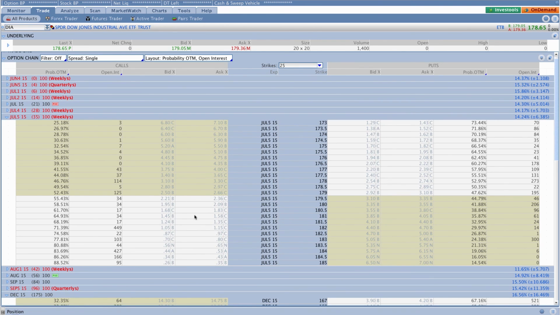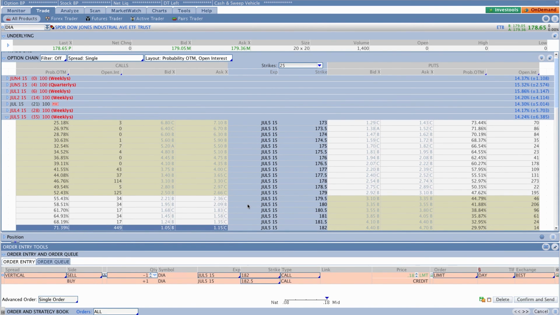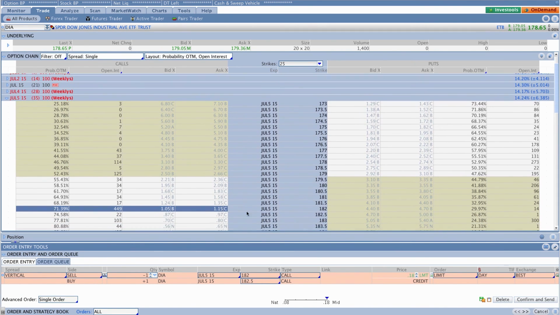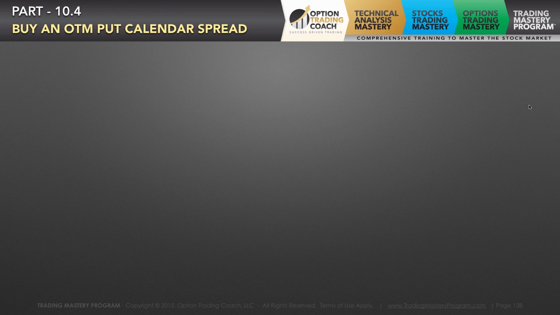This here is what I like, and 72% roughly, 449, very liquid, 10-cent wide bid-ask spread, very attractive. And if we right click on this and we go to sell vertical, that's how you sell a bear call spread. And now it's going to auto populate to a 50-cent wide strike. If we modify this to a $3 wide spread, then you can see how our credit gets a little larger, close to $1.